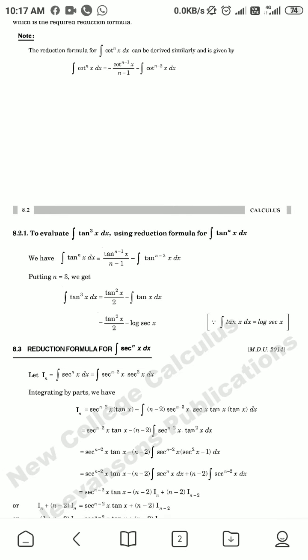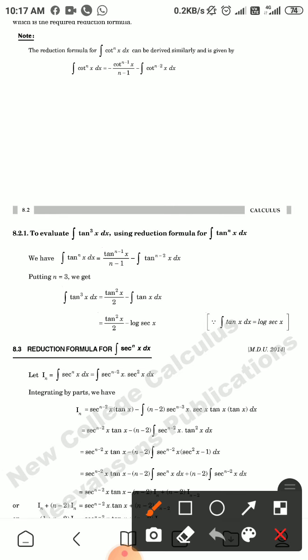Now note, the reduction formula for integration cot raised to power n x dx can be derived similarly and is given by integration cot raised to power n x dx is equal to minus cot raised to power n minus 1 x divided by n minus 1 minus integration of cot raised to power n minus 2 x dx. In the similar way, we can derive reduction formula for integration cot raised to power n x dx.